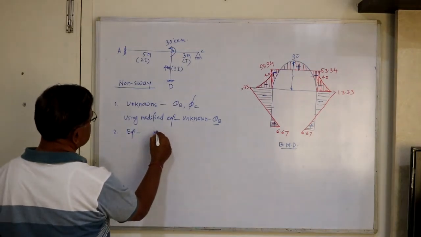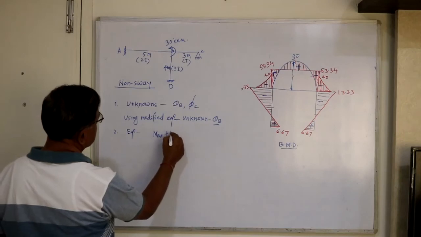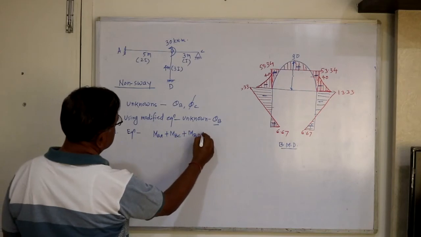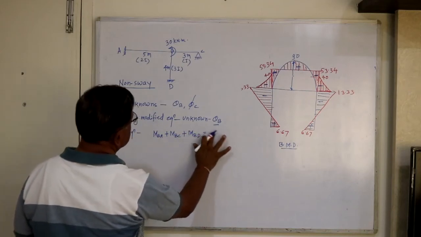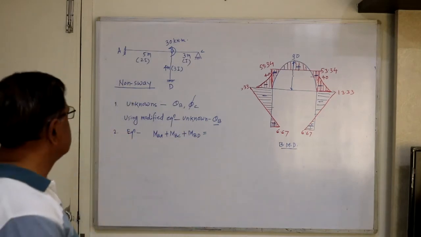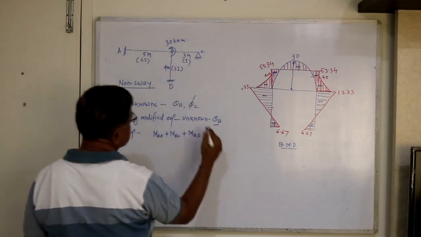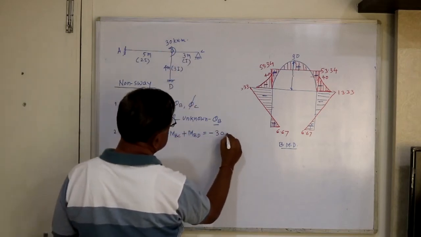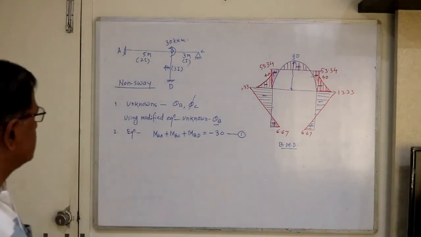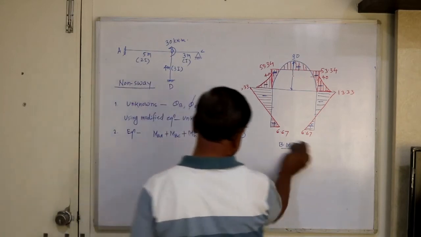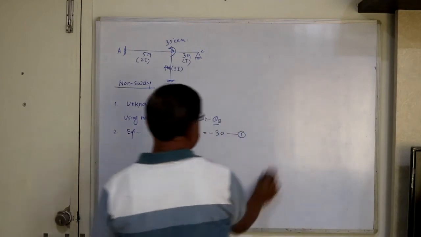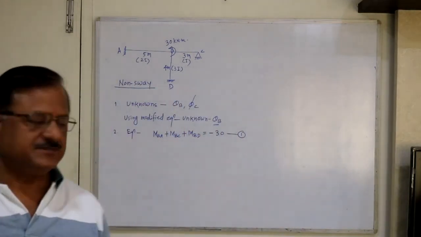The equation is MBA plus MBC plus MBD equal to, not 0, because there is an external concentrated moment at the joint. If an external concentrated moment is given and it is anti-clockwise, therefore minus 30. So this is the equation which we have to develop. The anti-clockwise moment of 30 kilonewton meter is acting at the joint. So one unknown, one equation means the problem becomes very simple.